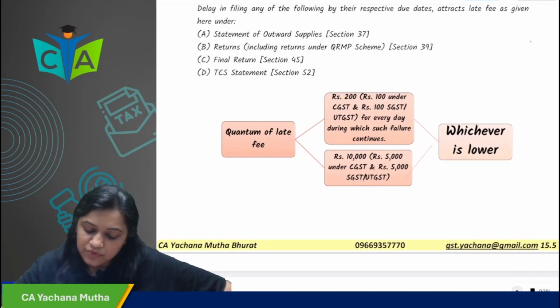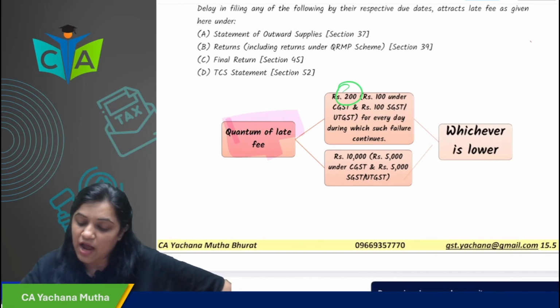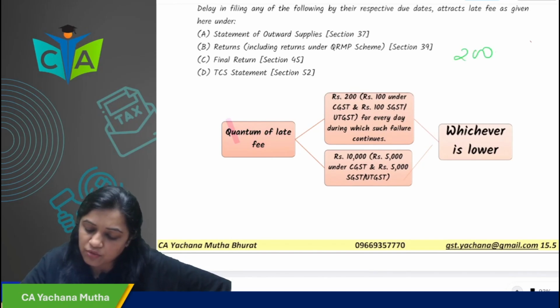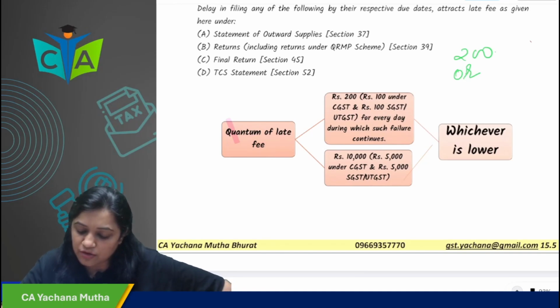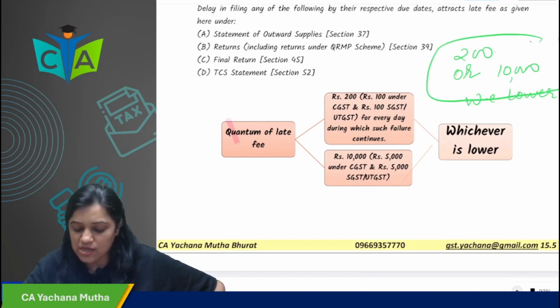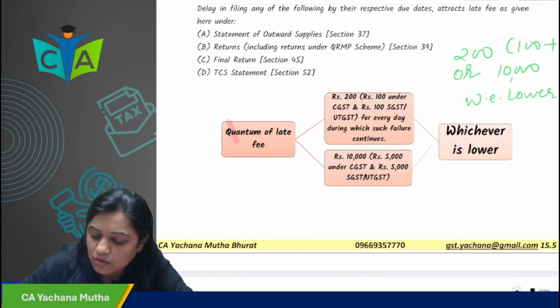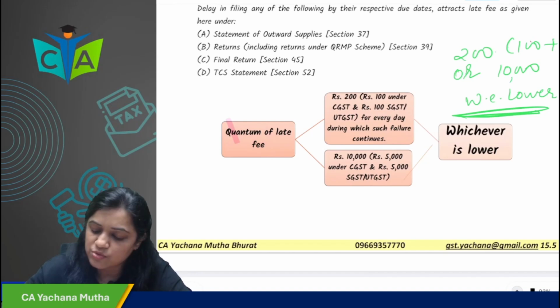So what is the quantum of late fees? 200 total, 100 under CGST, 100 under SGST, 200 under IGST. So we will talk about total only now. 200 every day during which such default continues, or 10,000 rupees, whichever is lower. Okay, so 200 rupees, that is 100 plus 100, or 10,000 rupees, whichever is lower.